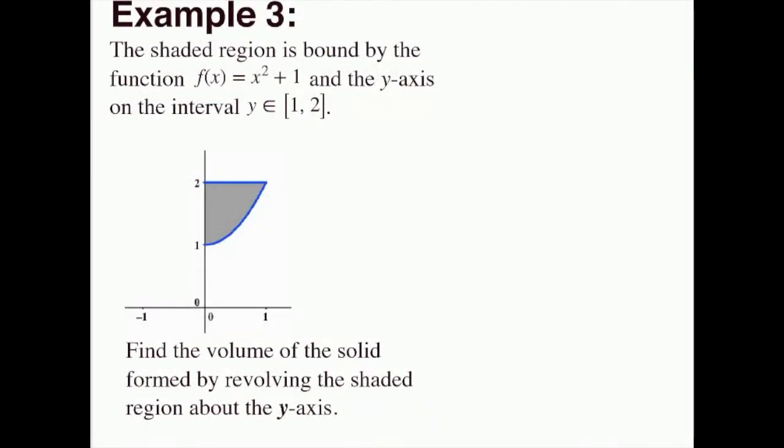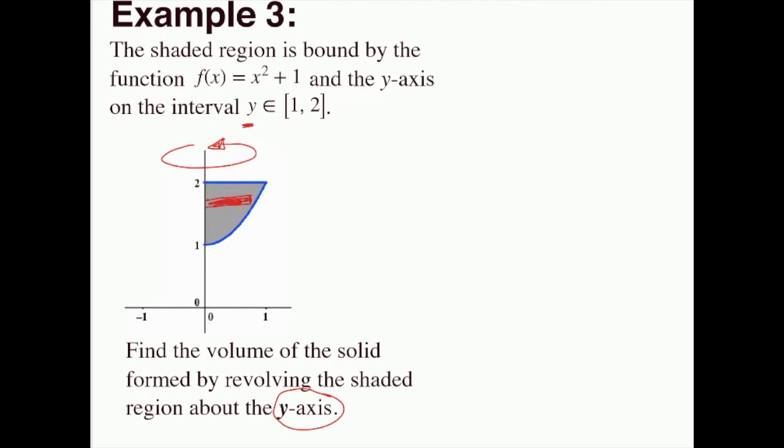We see that we have a shaded region that is bound by the function f of x equals x squared plus 1 and the y-axis. So here's the y-axis. This is our shaded region. And it's on the interval, notice they're using the y variable, from 1 to 2. It says find the volume of the solid formed by revolving around the y-axis. So that means we should draw our little arrow saying we're revolving this way. And as I just said in the previous example, we should always draw our Riemann rectangles perpendicular to the axis we're revolving about.